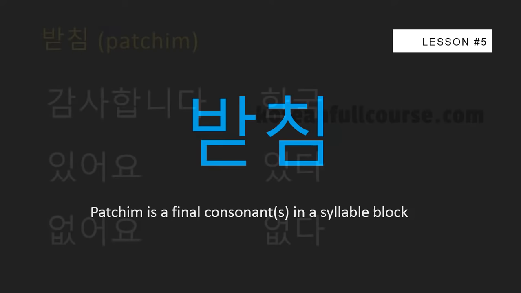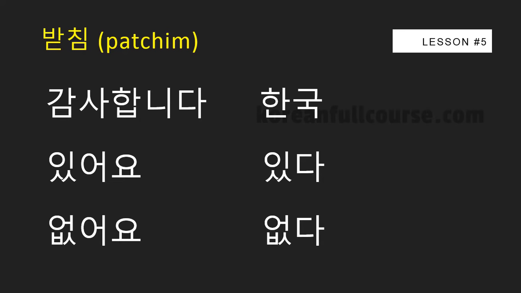You see these words? Can you make a guess where the patchim I was talking about is? Pause the video and try to find them. Just to give you a hint, there are 8 patchims. These are patchims. Some have just one consonant and others have 2 consonants. Patchims that have 2 consonants are called gyeoppatchim.